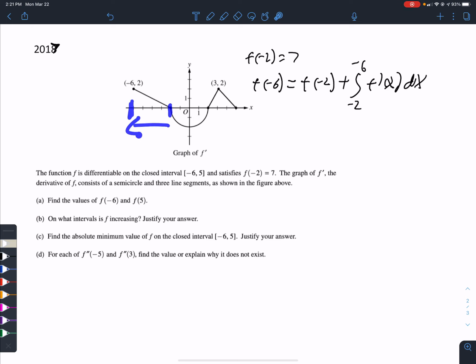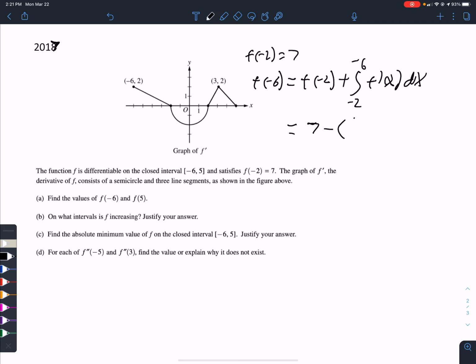Remember, when you integrate backwards, it's opposite. So anything above is negative, anything below is positive. So this is going to be 7. And since it's above, we're actually going to subtract it because we're going backwards. And the area of a triangle is 1/2 base times height. The base looks like 4 spaces, and the height is 2.